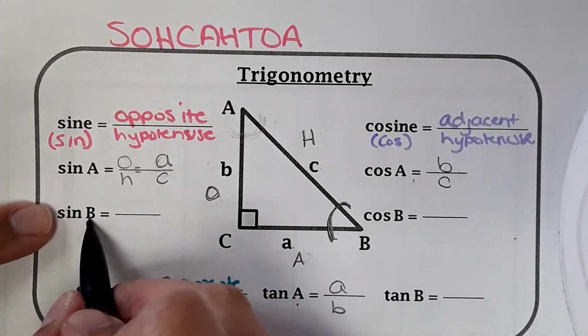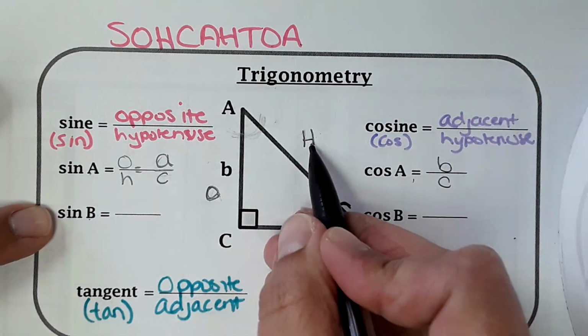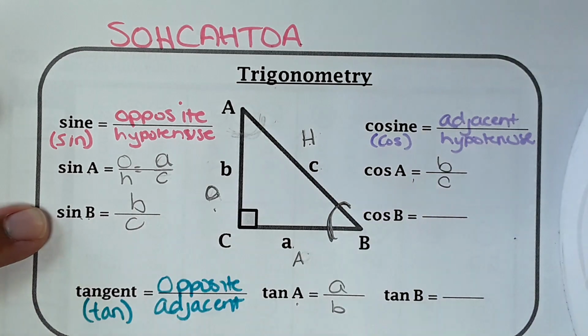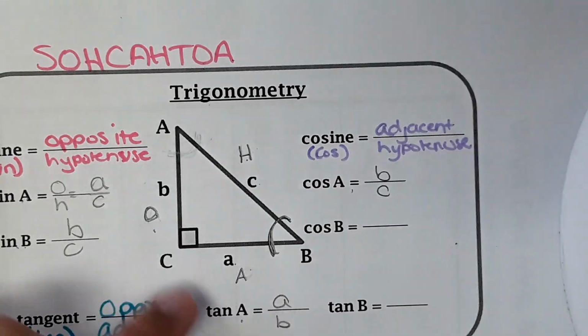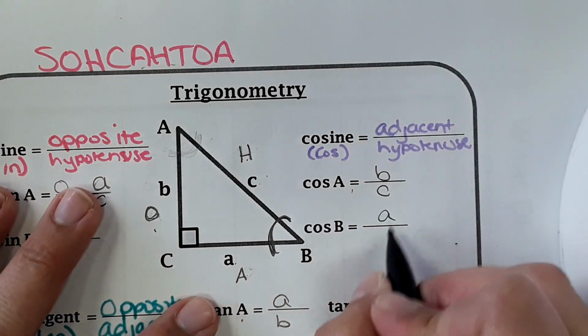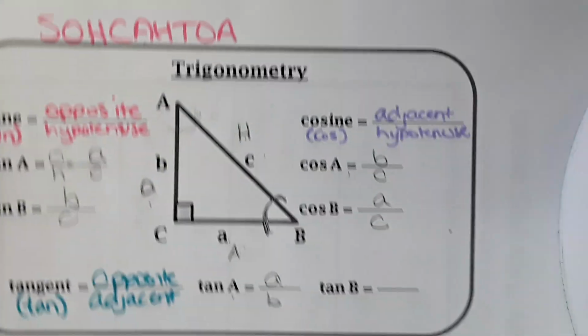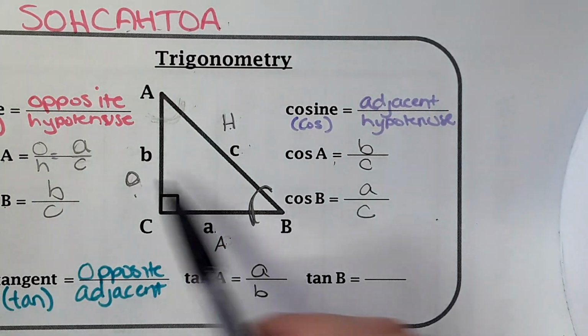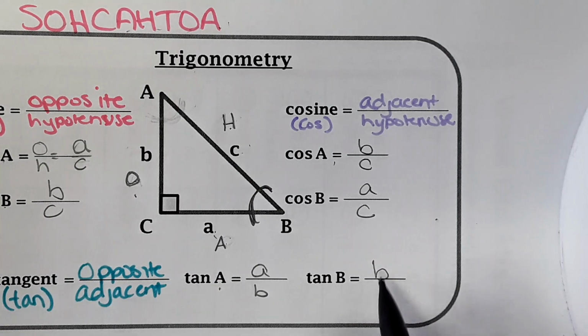And then sine of B, opposite over hypotenuse, sorry, would be B over C. Cosine of B, adjacent over hypotenuse, A over C. And then tangent, which is opposite over adjacent, B over A.